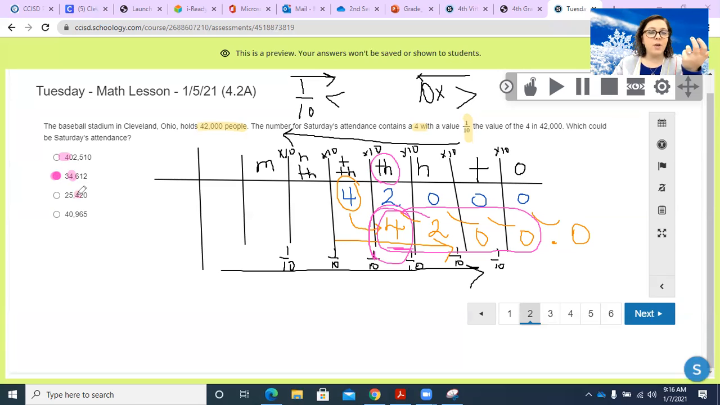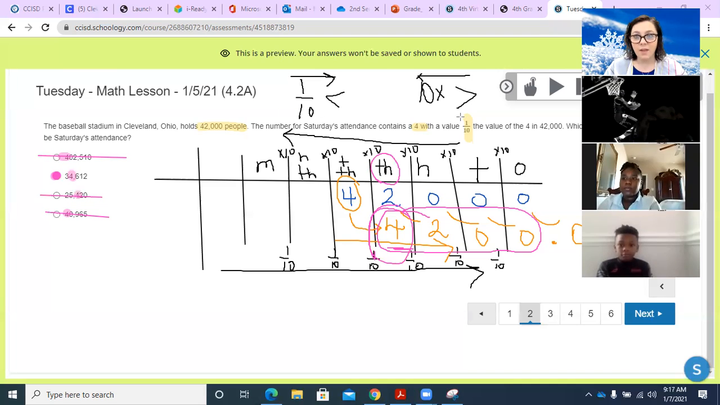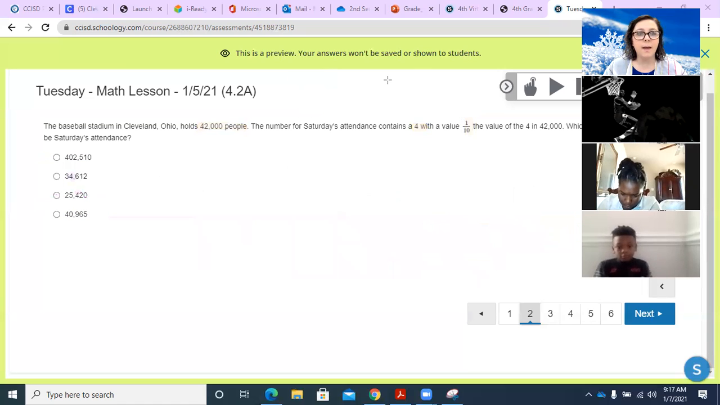Let's double check. Here it's in the hundreds place, so that can't be it. And here it's in the 10,000s place, so that can't be it. So the only option for this one is 34,612, because the 4 is in the thousands place. Okay, does that make sense? All right, excellent.